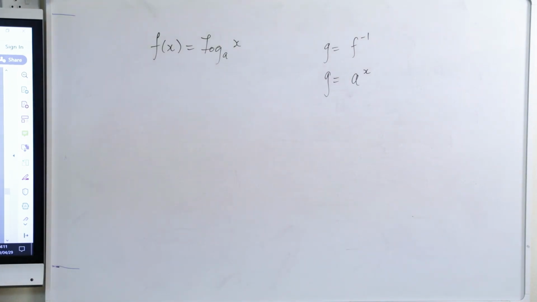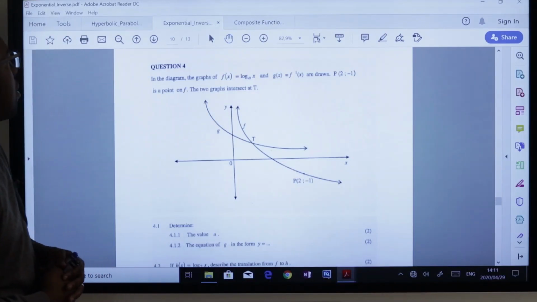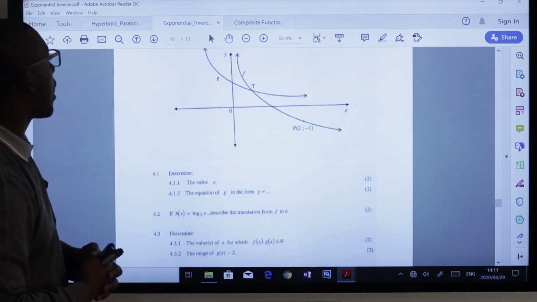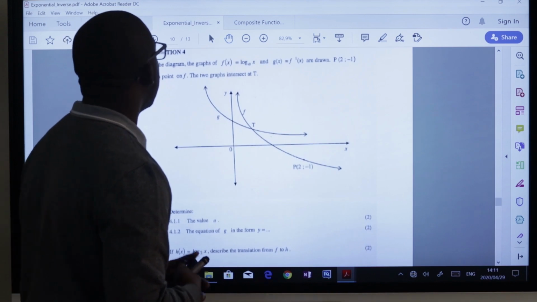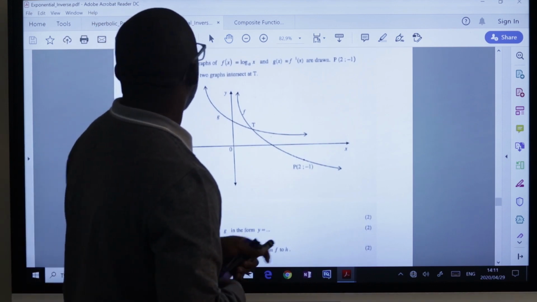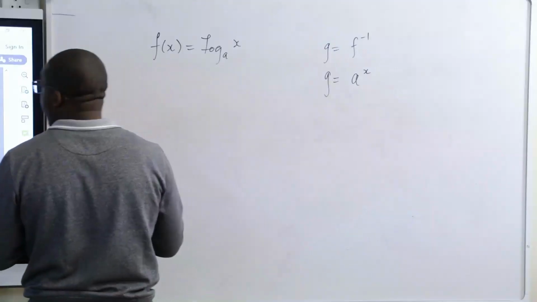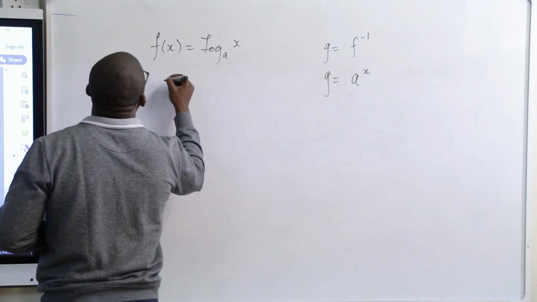The two functions are drawn, they intersect, and we're given 2 points. Point P, which is (2, minus 1), is a point on f. The two graphs intersect at T. Determine the value of a. P is a point on f.